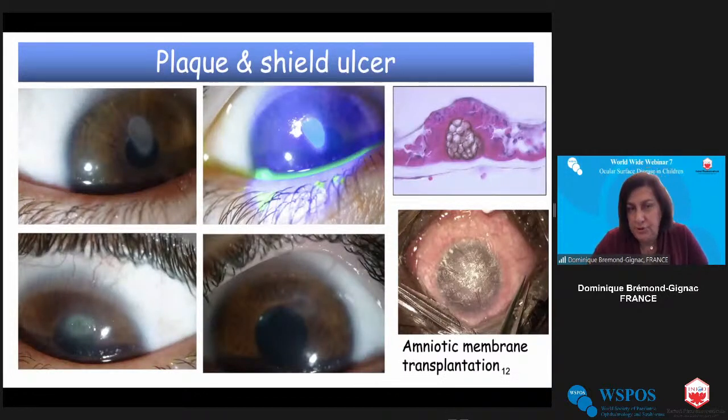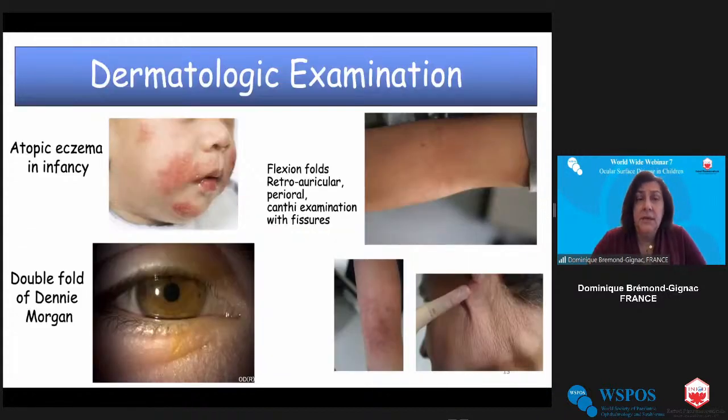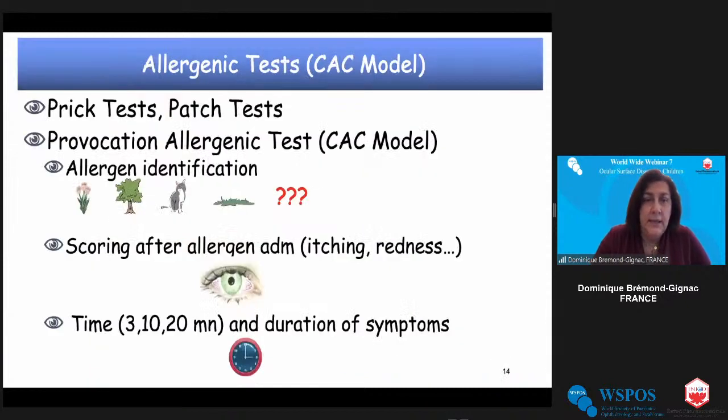So just to look at those complications here, and we also need to have a follow-up with a dermatologic examination. It is very important to find out about this skin disease with atopic keratoconjunctivitis. We also have the importance of allergenic tests, prick and patch tests, prick tests mostly, and the CAC model, also with provocation allergenic tests when you have identified the allergen.